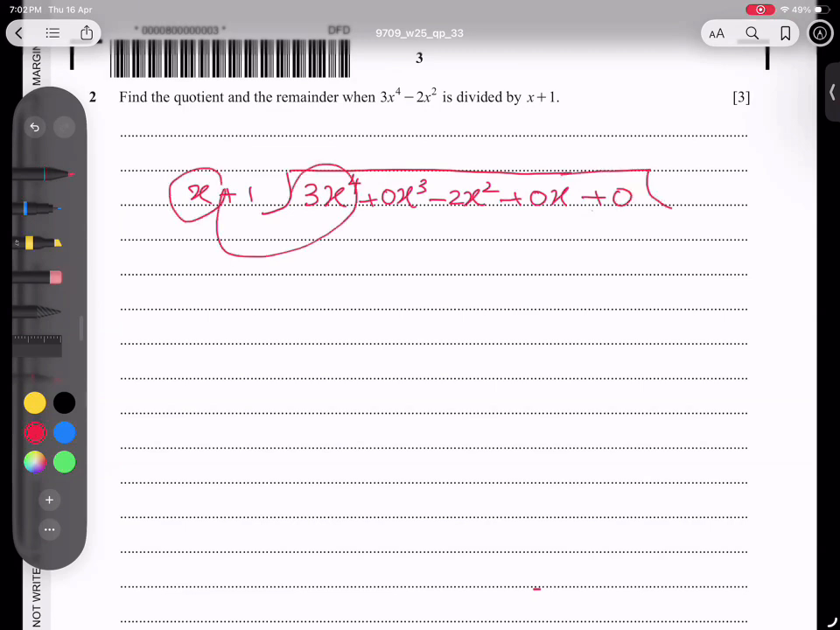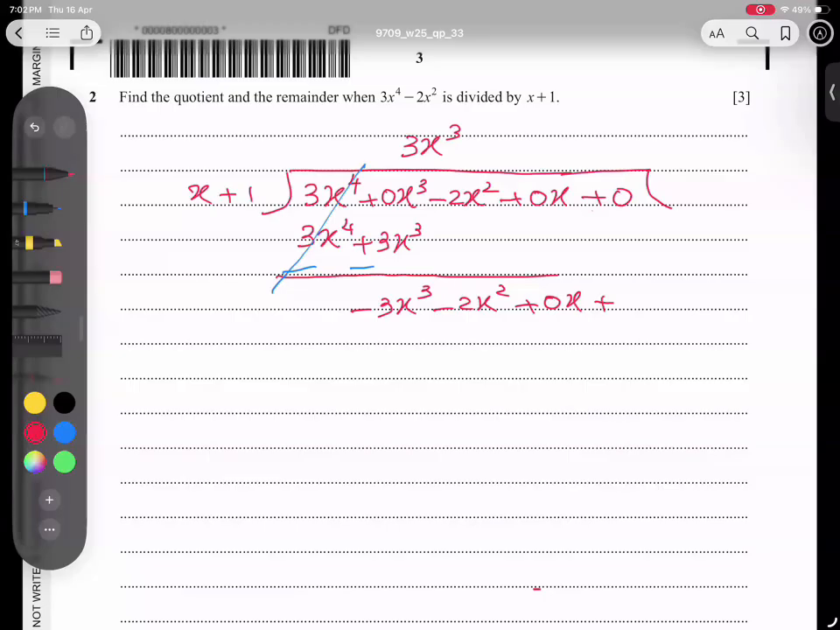x multiplied by what gives you this value? Naturally 3x to the power 3. So I'm getting 3x to the power 4. And this multiplied by 1 also, we get 3x to the power 3. Sign must change, this cancels out. And I get here negative 3x cube, negative 2x to the power 2, plus 0x and plus 0. So this multiplied by what gives this answer? Naturally negative 3x to the power 2. Because negative 3x square multiplied with x, we get negative 3x cube. And this multiplied with 1, we get negative 3x square.